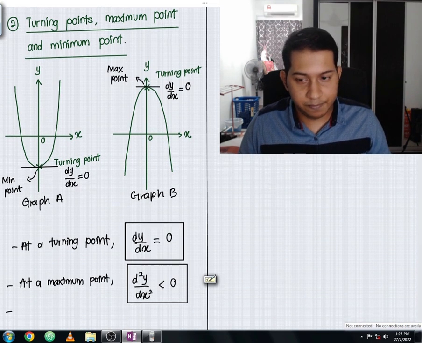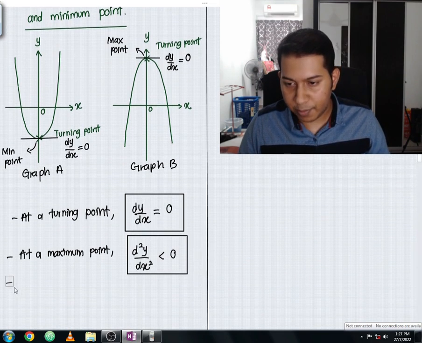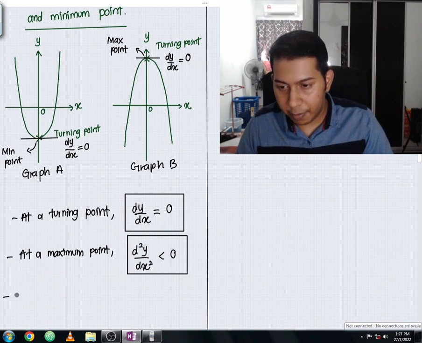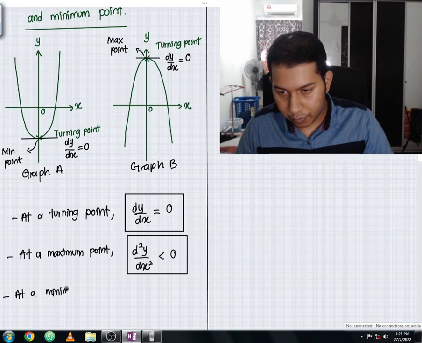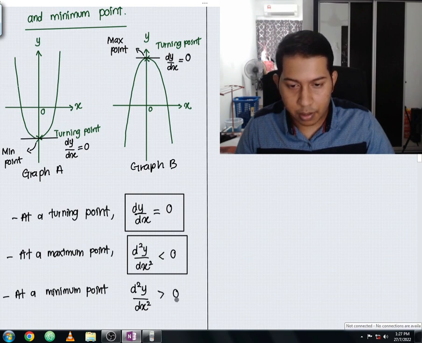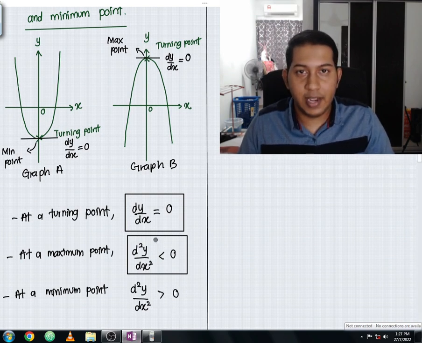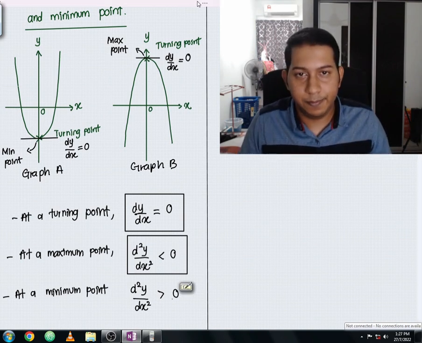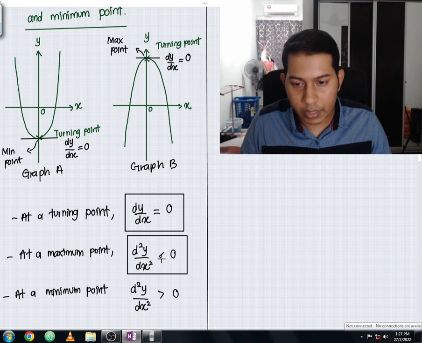Okay, so let's move on to the third concept. So at a minimum point, your d squared y over dx squared should be more than 0. For maximum point, less than 0. For minimum point, more than 0. So that is the only difference.